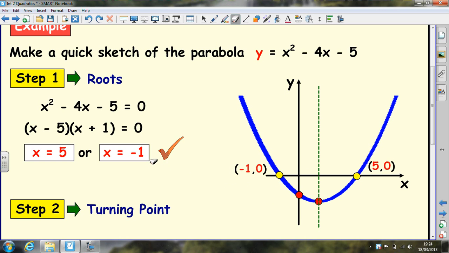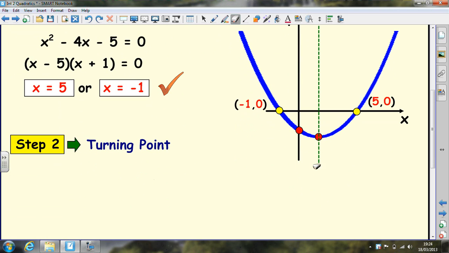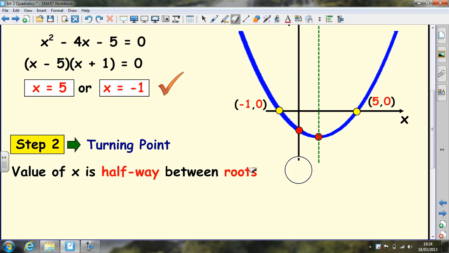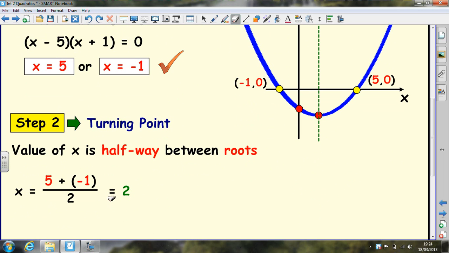To work out the turning point, to get the x value, you can see it's exactly in the middle. So the middle of negative 1 and 5, well, the difference between the two is 6. So if you come in 3 from each side, you'll get that value. So it's going to be 2 something. So the value of x is halfway between the roots. 5 add negative 1 divided by 2 is equal to 2. You can do it that way, or you can say take away 3 or add 3.